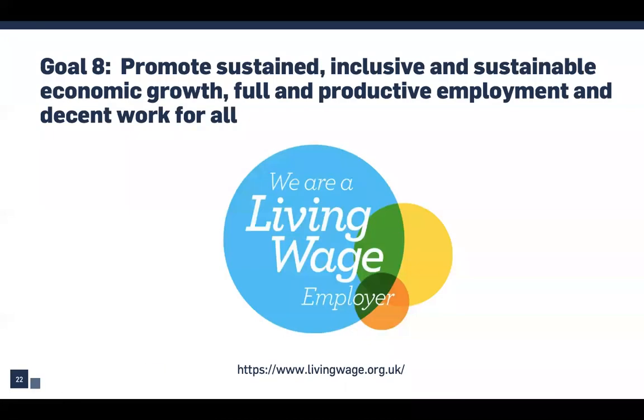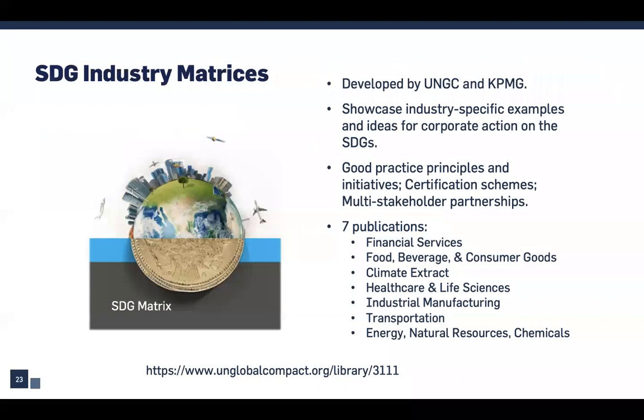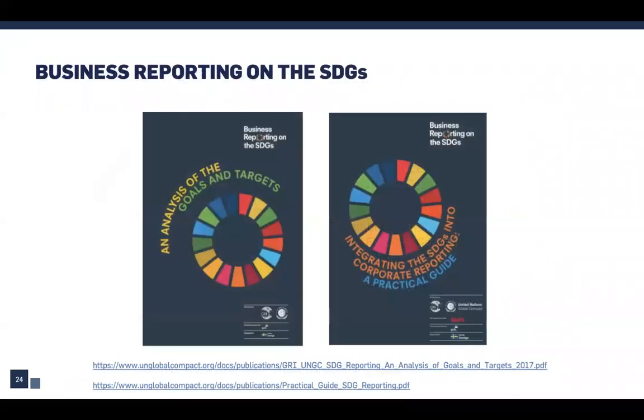So some further tools for your consideration. The SDG industry matrices were publications produced by UN Global Compact in collaboration with KPMG. 7 publications looking at 7 different industry sectors. In each one, examples of activities that companies in that sector are doing for each of the goals. If you're looking for ideas about what you might do in your sector, even if your sector is not covered here, you can always extrapolate tons of great ideas for action that companies are already engaging in. A couple of publications produced by UN Global Compact, the Global Reporting Initiative, in collaboration this time with PwC, fantastic guidance on how to report on the SDGs.